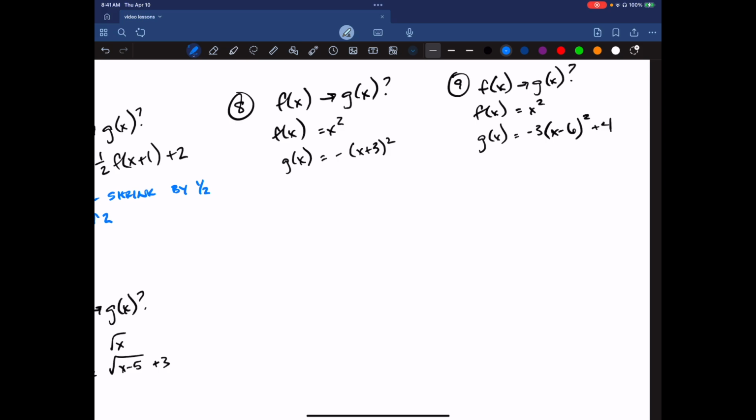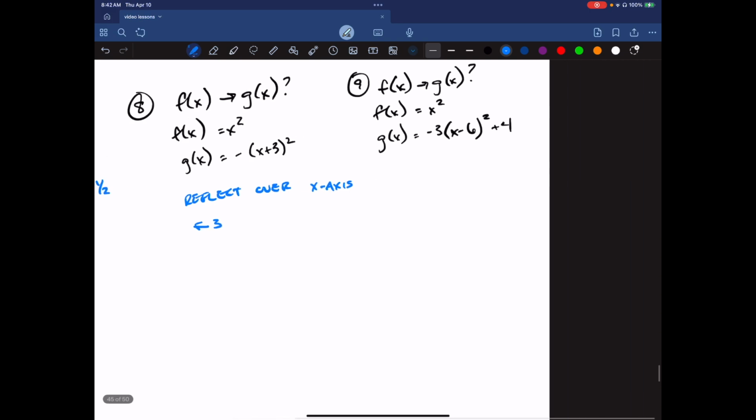So I have the negative on the outside, that's going to reflect it over the x-axis, and then you have the 3 on the inside, but remember it's plus 3. The basic form is minus h, so that's going to be a negative 3, which means I'm going left 3. And the squared is just a squared from my original, so I don't do anything with that. So this is what we got. We're going to reflect over the x-axis, and we're going to go left 3 to go from f to g on number 8.